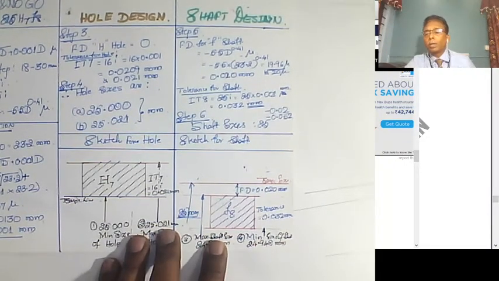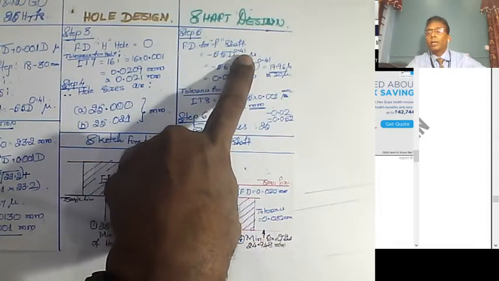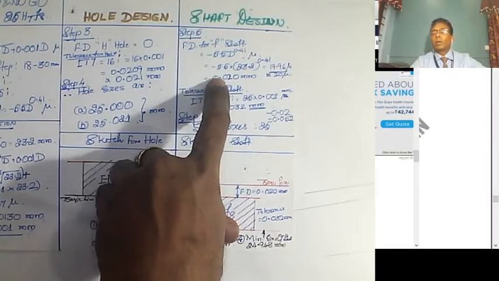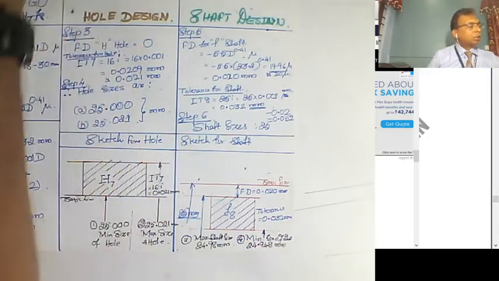Okay. Fundamental deviation for F shaft is given as minus 5.5 D to the power 0.41. Minus indicates that it is below the XY line. Whether you remember the formula or not, if you remember this sketch, that is more than sufficient.